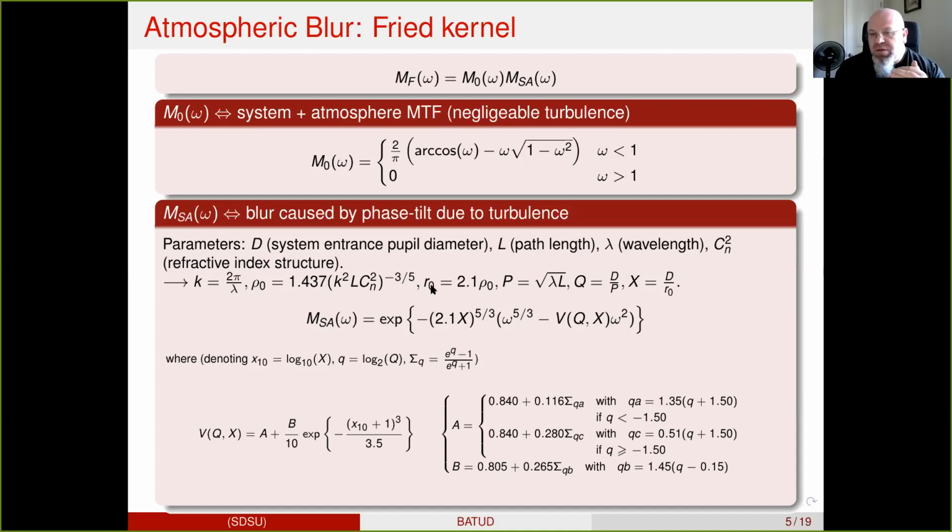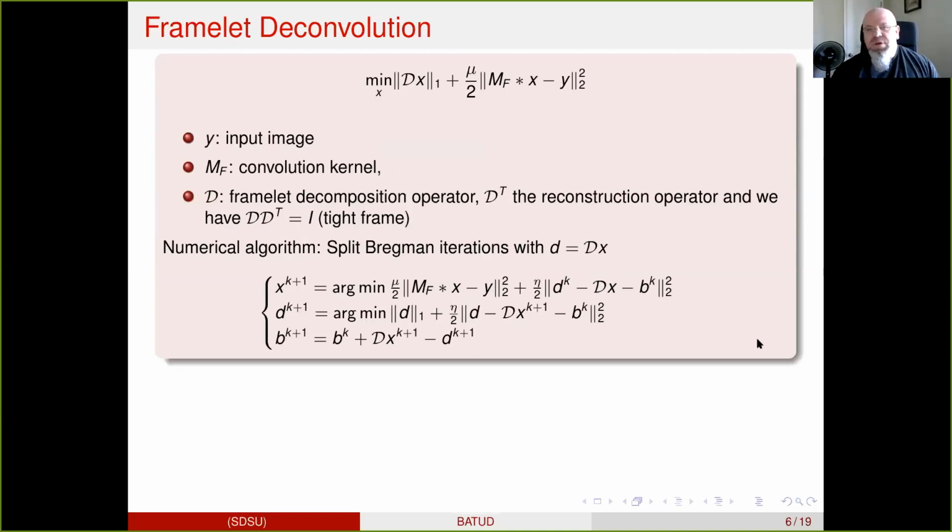Here it's just pretty basic algebra to build the kernel itself, assuming, of course, that you know those parameters. If you know the parameters, it's pretty easy to have a formal expression of the Fried kernel. So now imagine that we have this Fried kernel: how can we use it to perform deconvolution? That's what we proposed a few years ago, to use that Fried kernel within an inverse problem.